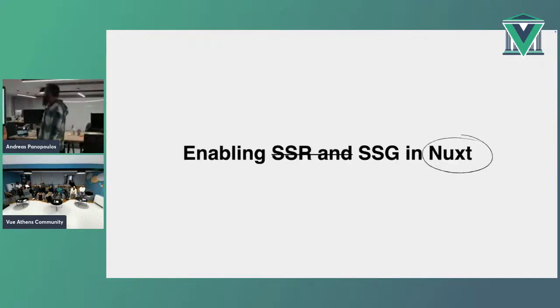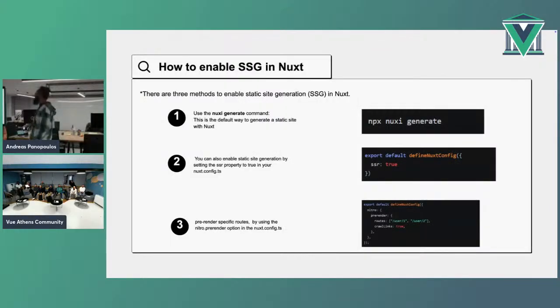So, in Nuxt, by default, it is set to use server-side rendering. But what if we want to enable static site generation? There are three methods to do this. The first, and I would say the easiest, is to run the command nuxt generate, and this will automatically handle the rest. The second one is to define the ssr property to false inside the Nuxt config. And the third one is to use the nitro object to define specific routes that we want to be pre-rendered.